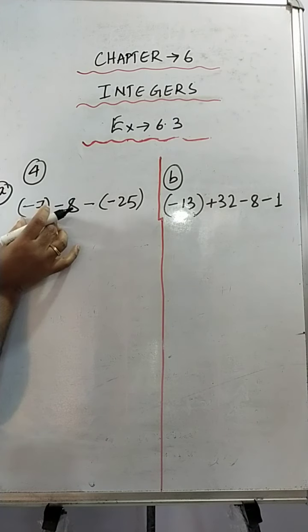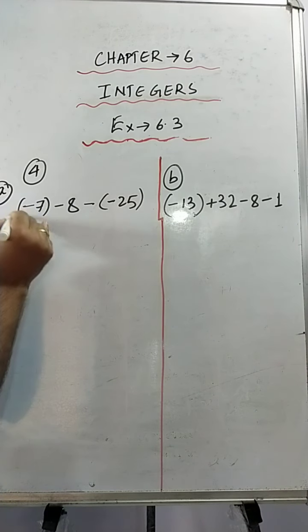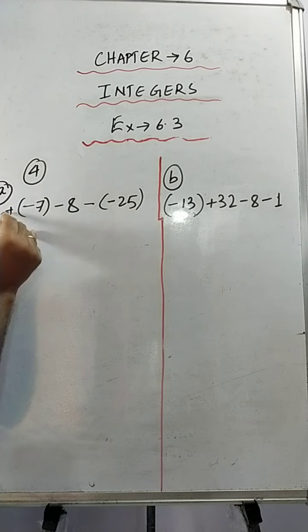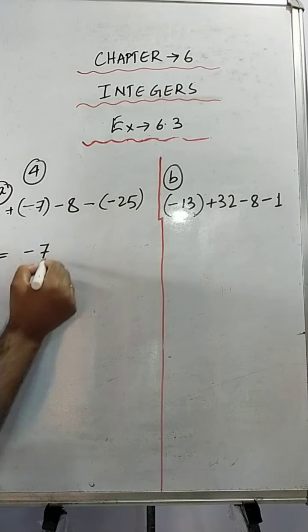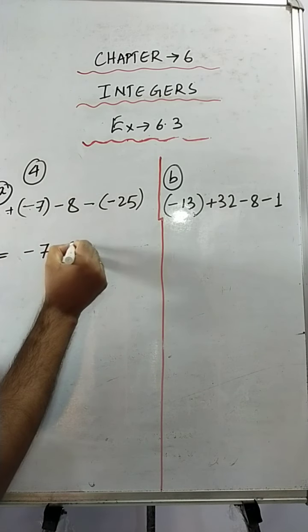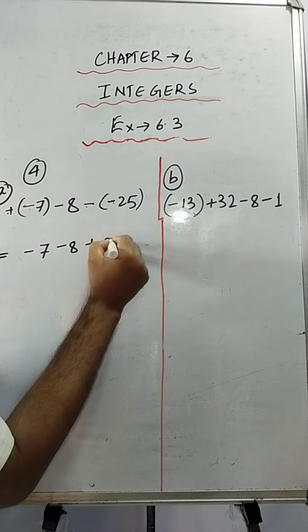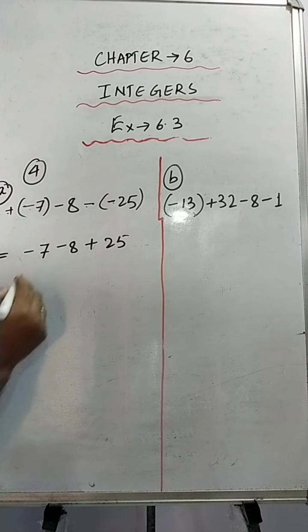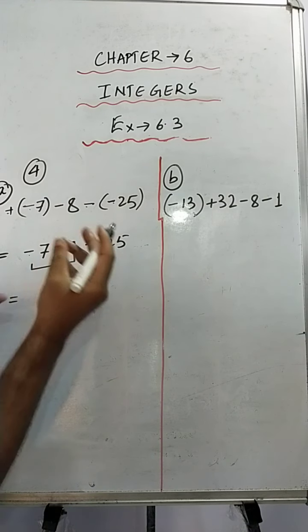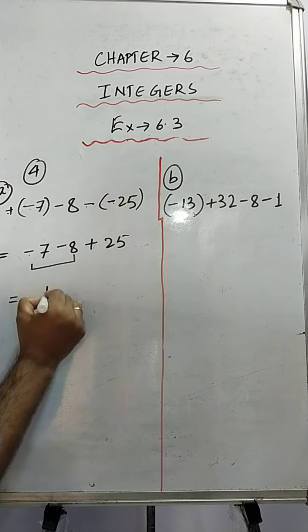So what is the first thing? We'll open the bracket, isn't it? Outside this bracket we have a plus sign. So plus minus is minus 7. Then we'll write minus 8. Minus minus would be plus 25. Okay. Now first of all, we'll solve these 2 numbers. That is, minus 8 plus 7 is 15.